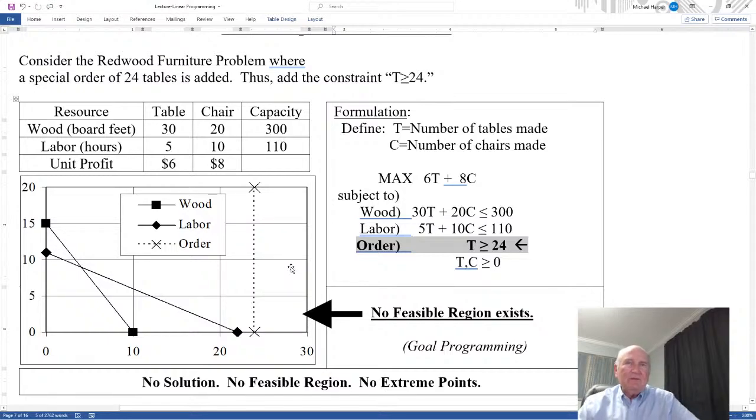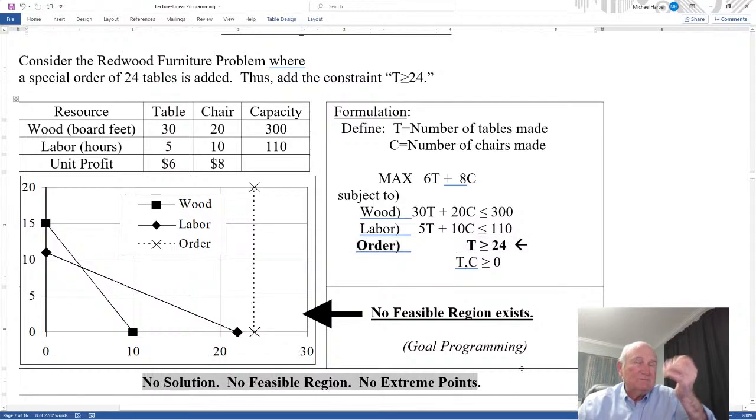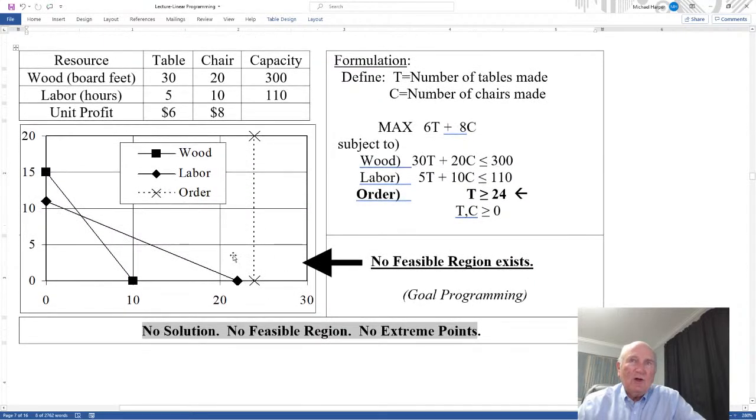Wait a minute. There's no region of points which satisfy all these inequalities at the same time. So there's no feasible points. If there's no feasible points, there's no extreme points. If there's no extreme points, there's no solution. And this is called an infeasible LP.